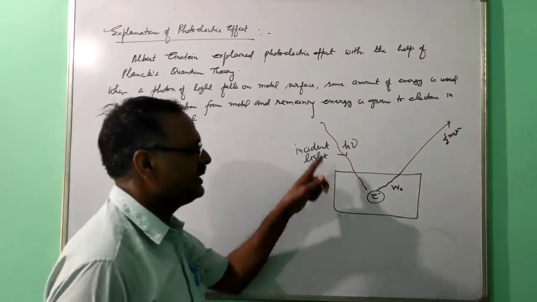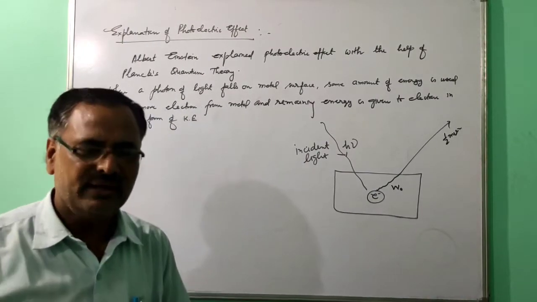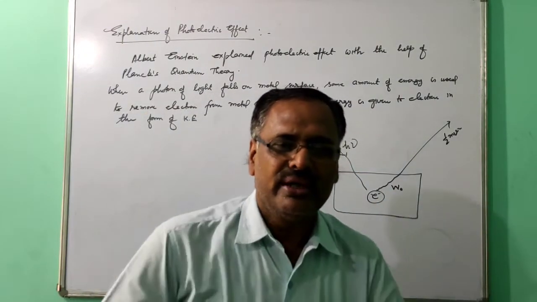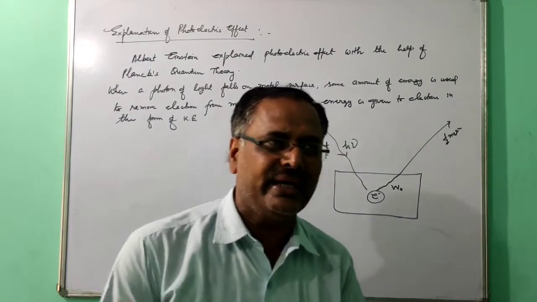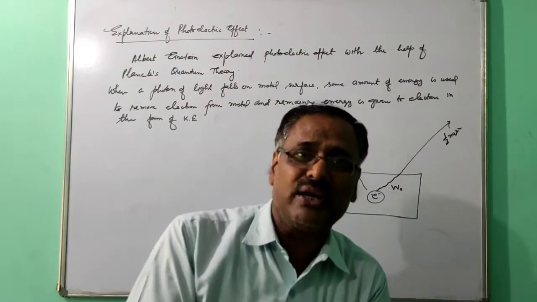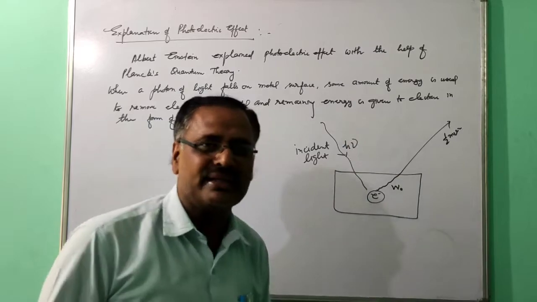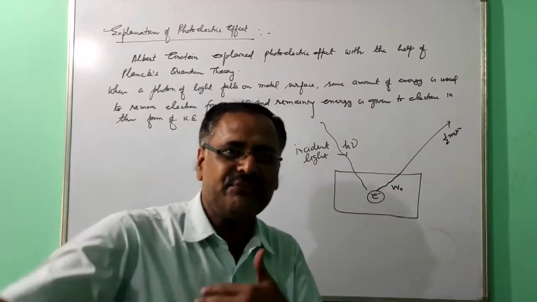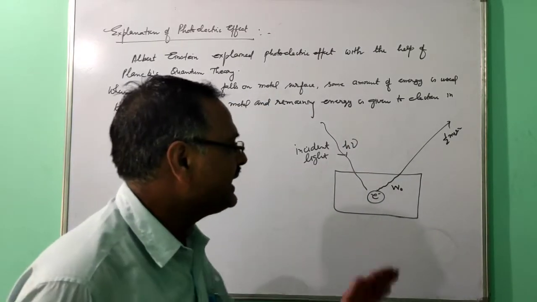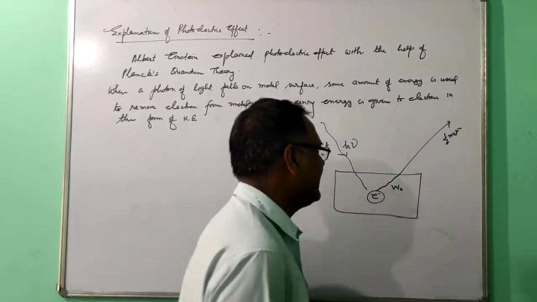So first of all, when any incident light falls on a metal, that light will transfer the full amount of energy to the electron. Some amount of energy will be used to remove the electron from the metal surface, and whatever leftover energy is there is transferred to the electron in the form of kinetic energy.